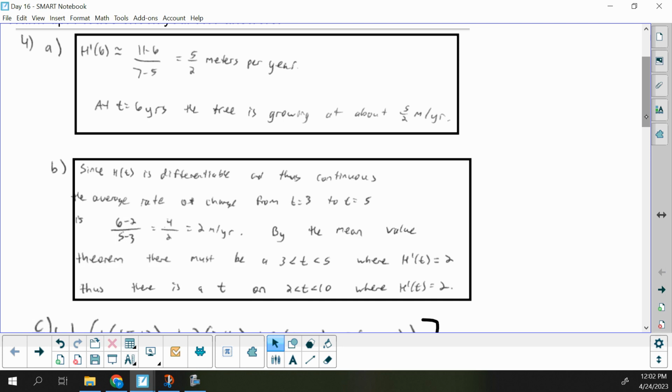So we would have 4 over 2, which is 2. So on that interval, we're guaranteed there's one spot where the instantaneous rate of change, h prime, has to equal 2. And we need to say that that's by the mean value theorem, and it's because h of t is continuous and differentiable. So if we're guaranteed there's a spot on the interval 3 to 5, then we're also guaranteed on the bigger interval from 2 to 10 there's some place that h prime of t will equal 2.